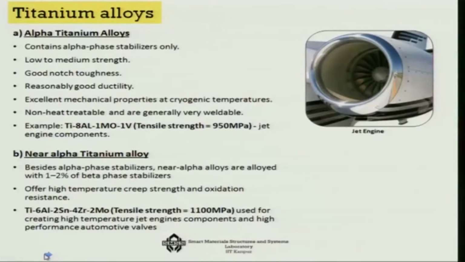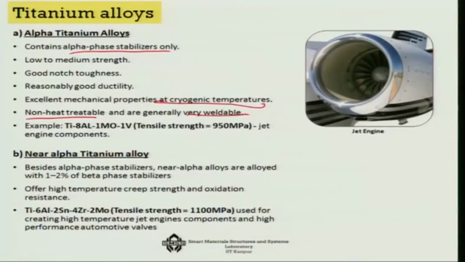Alpha titanium alloy to begin with, that is the low temperature phase. It contains the alpha phase stabilizers, low to medium strength. It has a good notch toughness, reasonably good ductility, excellent mechanical property at cryogenic temperature, but it is non-heat treatable, that is the problem with alpha series, and they are generally very much weldable.